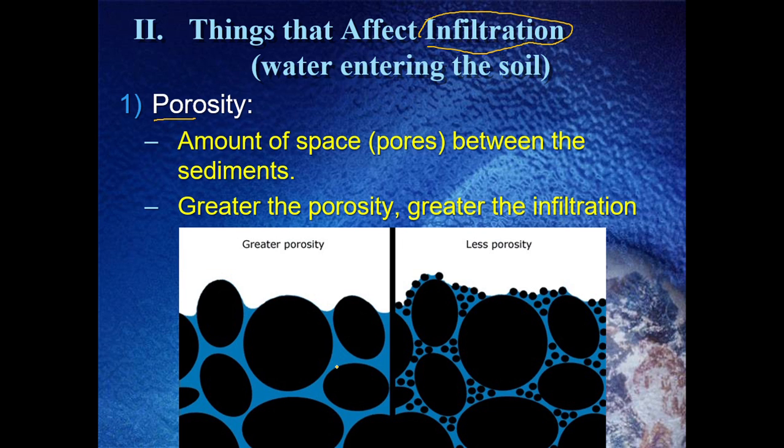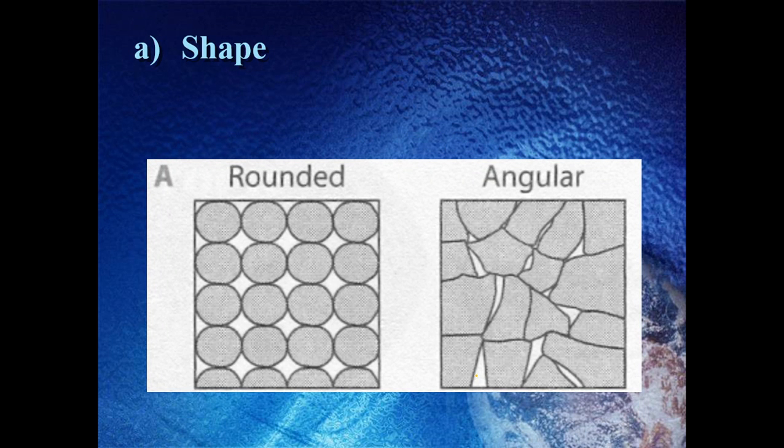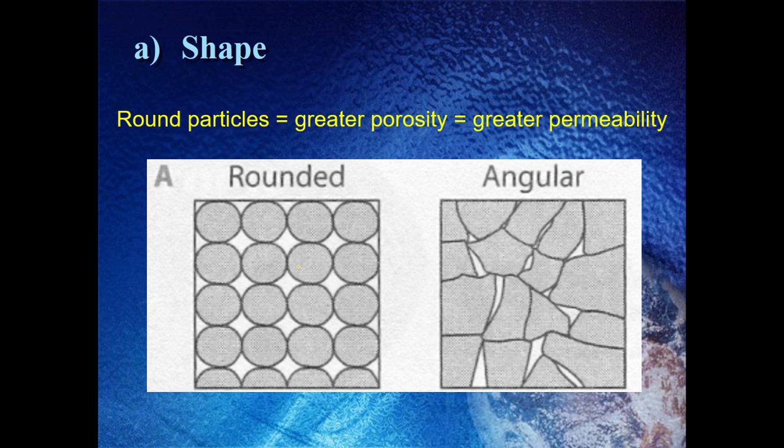Greater porosity on the left, less porosity on the right. More space in between, less space. Right? And some things that affect porosity are the shape of the actual sediments. If you take a look at sediments that are rounded, you can see here on the left that there is a lot more space in between them than the angular or the pointed sediments. So water is going to have an easier time getting through. So round particles have a greater porosity, which means a greater permeability.